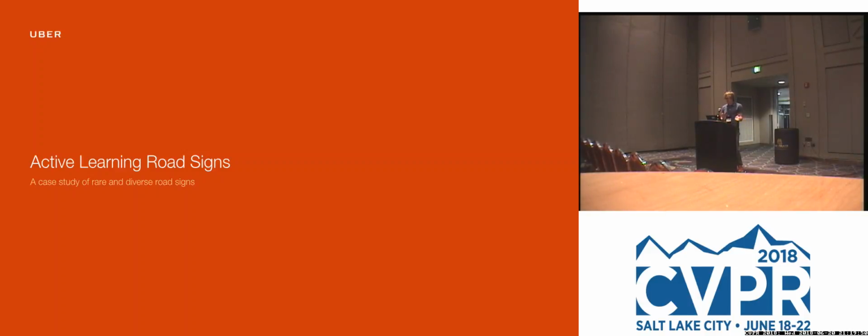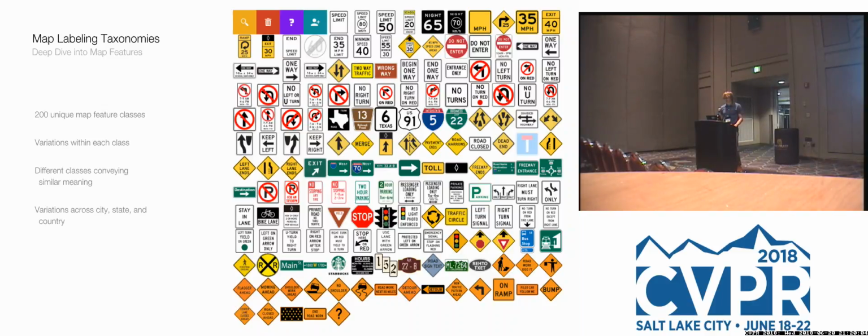Okay, so I'm going to shift a little bit here, quick time check. I'm going to talk about how we've used this platform that we've been building to do active learning in the context of road signs. But first I'm going to talk about some, again, not really commonly addressed challenges in these areas.